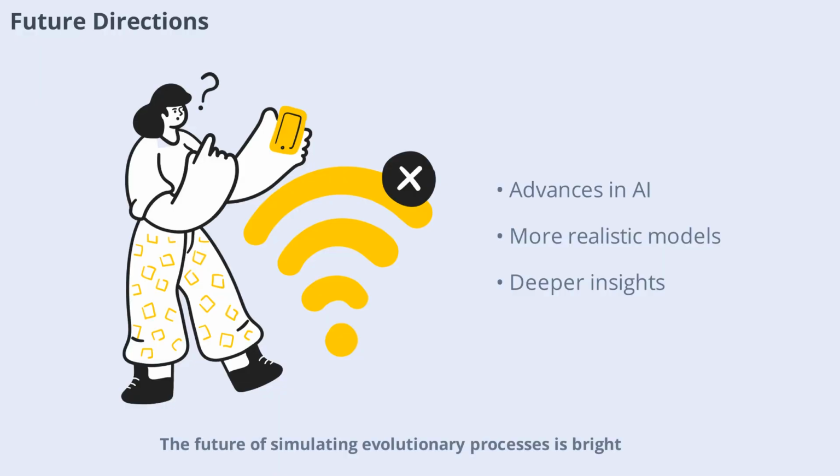The future of simulating evolutionary processes is bright. Advances in computing power, artificial intelligence, and data collection are making simulations more realistic and informative. Researchers are developing new models that can handle greater complexity and provide deeper insights into the mysteries of evolution.